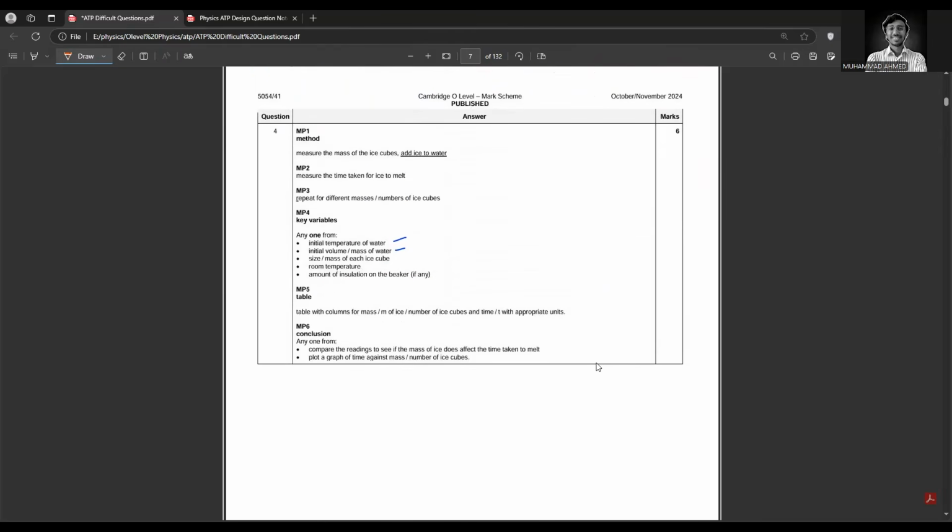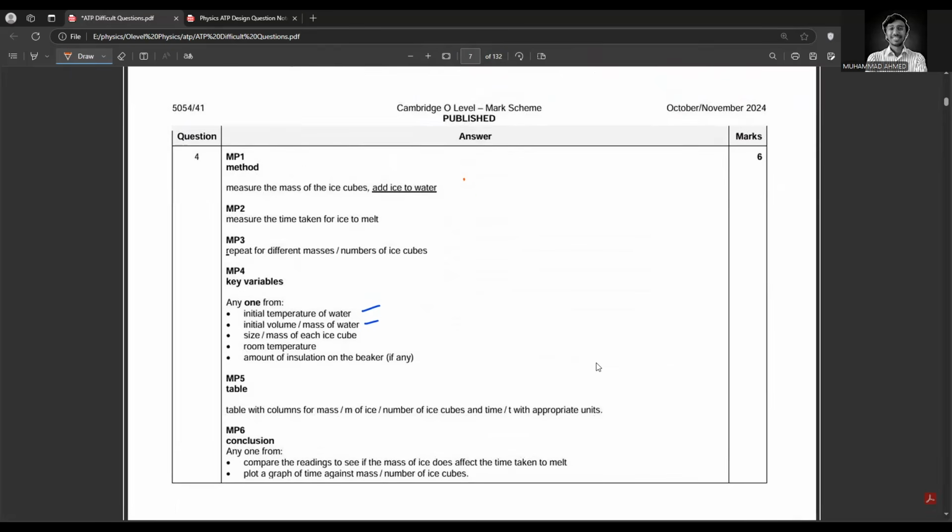Let's see the marking scheme. You will get 1 mark for measuring the mass of ice cube, the independent variable. You will get 1 mark for measuring the time, the dependent variable. You will get 1 mark for repeating the experiment for different masses. 3 marks here. You will get 1 mark for these control variables. You will get 1 mark for the table. And you will get 1 mark for comparing the readings, and an impression mark, this leaves a good impression on the examiner. If you write that plot a graph of time against the mass of ice cubes, this leaves a really good impression. Let's practice another similar question.